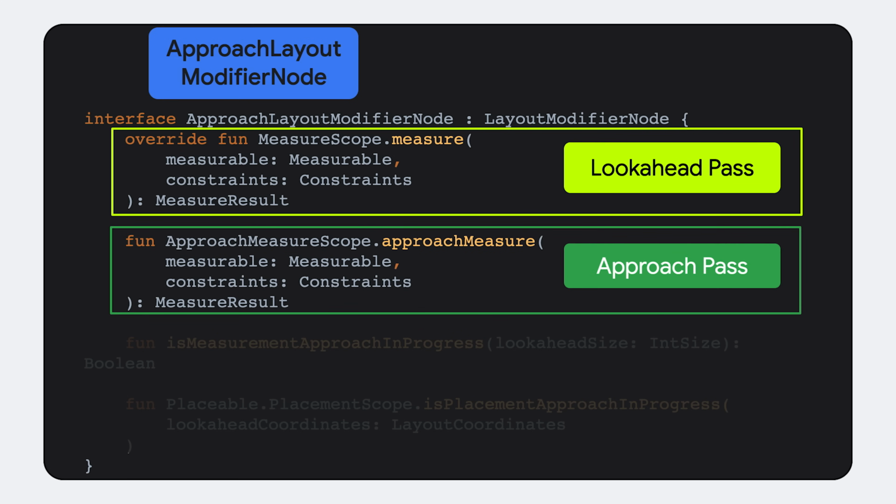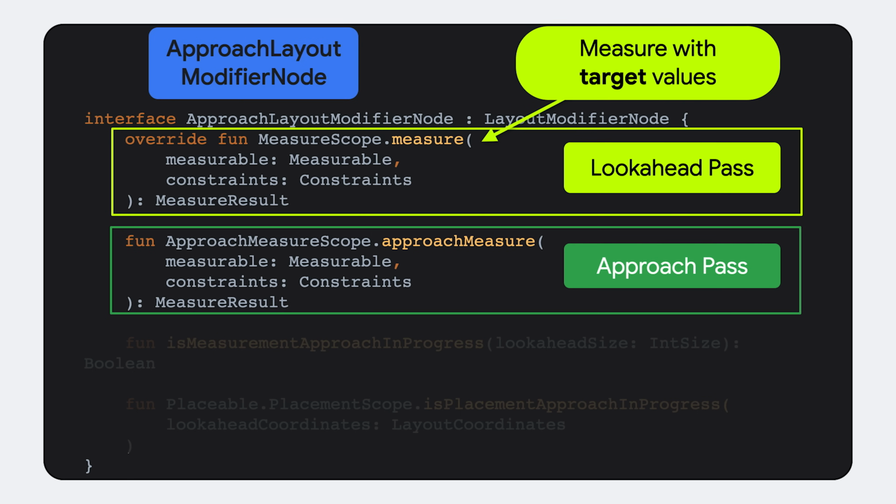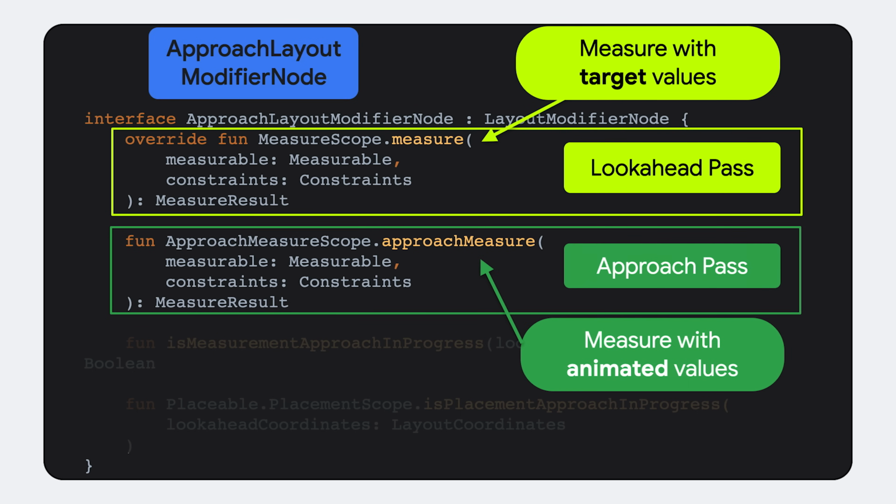In addition to measure, there's also approach measure. As its name indicates, approach measure allows us to define measure and layout logic specifically for the approach pass. As you can see, this interface sets up different code paths for Lookahead versus approach. That's how we measure with the target values in the Lookahead pass and measure with the animated values in the approach pass. The separate code paths allow us to prevent animations in the approach pass from affecting the target calculation in the Lookahead.